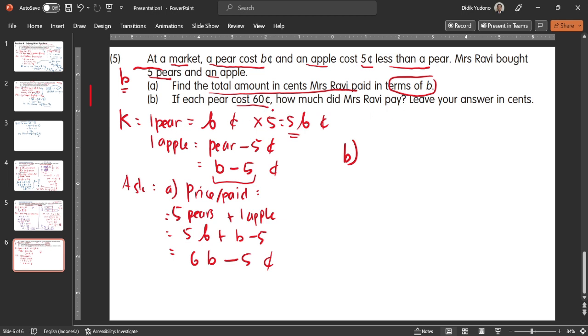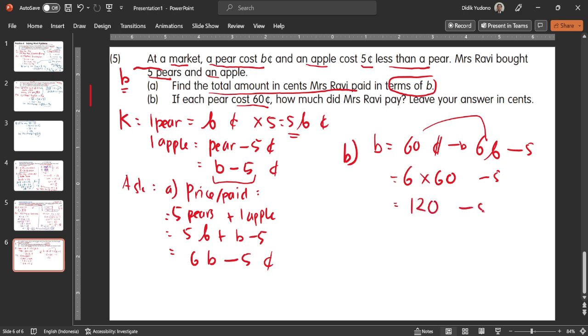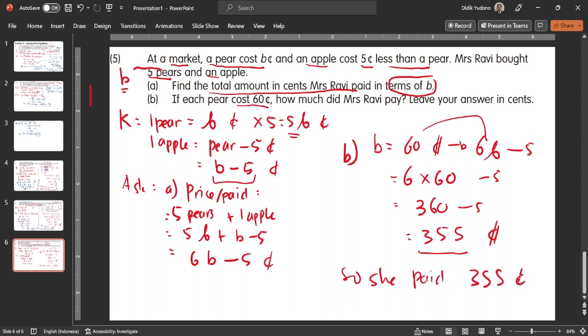And then (b): if each pair costs 60 cents, how much did Mrs. Rabbit pay? So if B equals 60 cents, let's put it into the algebraic expression. To distinguish B from 6, which look almost similar, use the cursive B. So 6 times B, substitute 60, minus 5. 6 times 60 is 360, minus 5 is 355 cents. So she paid 355 cents.